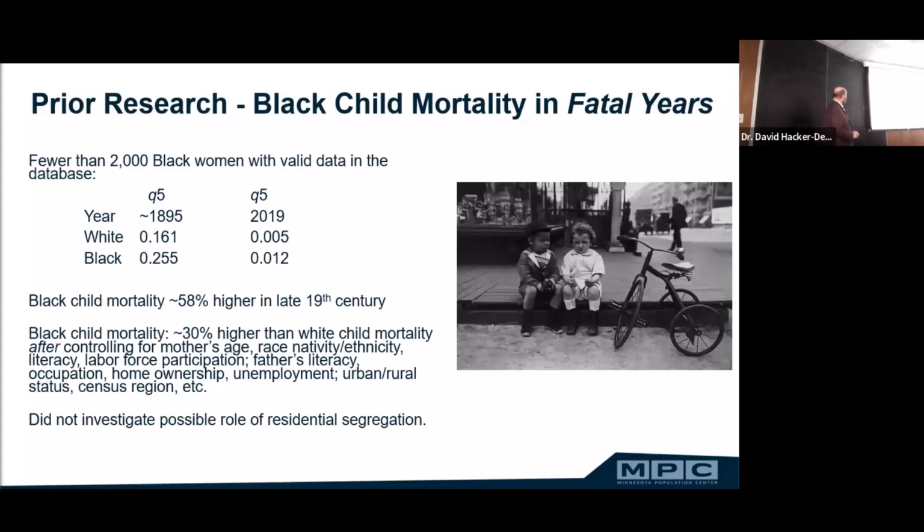Here's some of the results from Preston and Haynes. Do I have a little pointer, by the way? Yes.